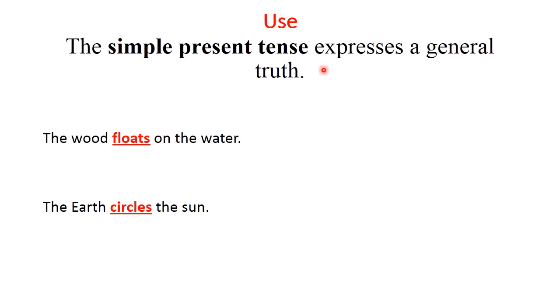The third use: simple present tense expresses a general truth, or a scientific truth, something that is always true. Let's see these two examples. The wood floats on the water. This is a scientific fact. This is always true. Number two, the earth circles the sun. This is another scientific fact.